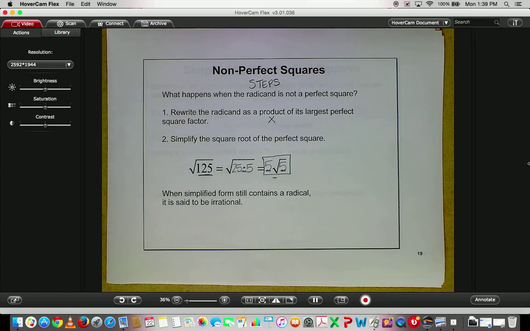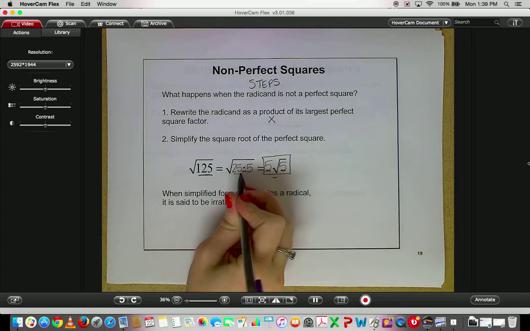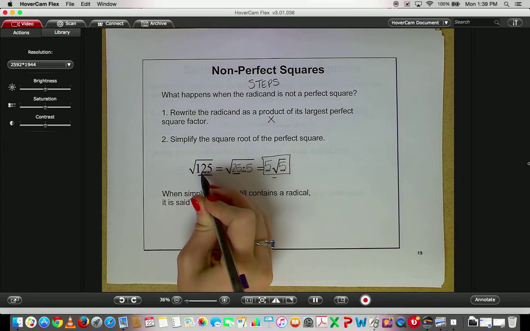Okay, so all you're doing is rewriting it as a multiplication sentence using the largest perfect square that is a factor of the number you were given.